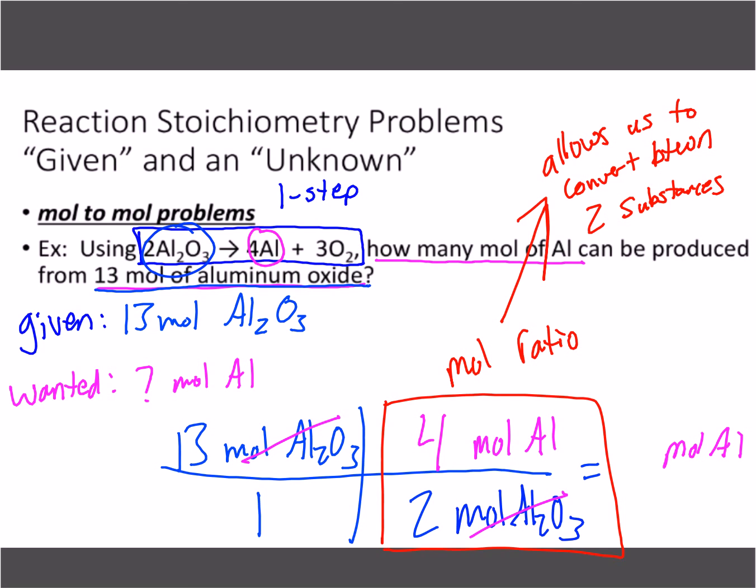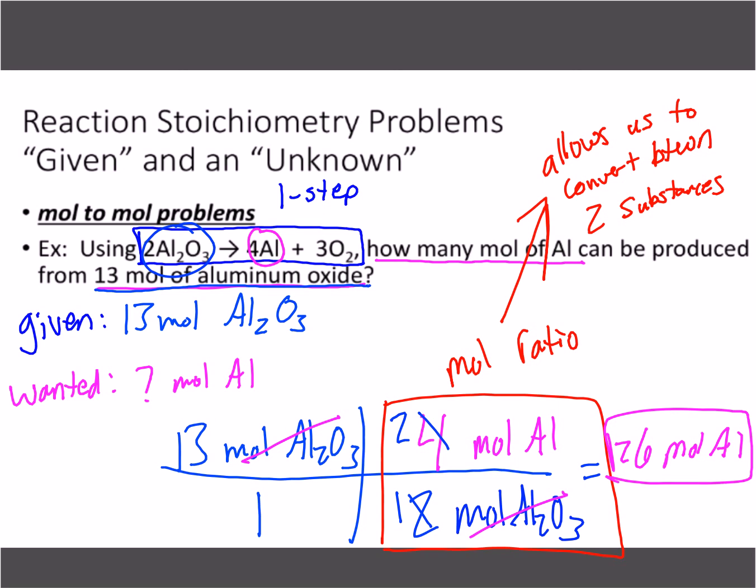There's our problem. For us to go from one substance to another, all we need is the mole ratio. So now we can do the math. Can we simplify this? We don't even need calculators for this problem. What's 4 divided by 2? What's 2 times 13? So guys, in the end, we end up with 26 moles of aluminum.